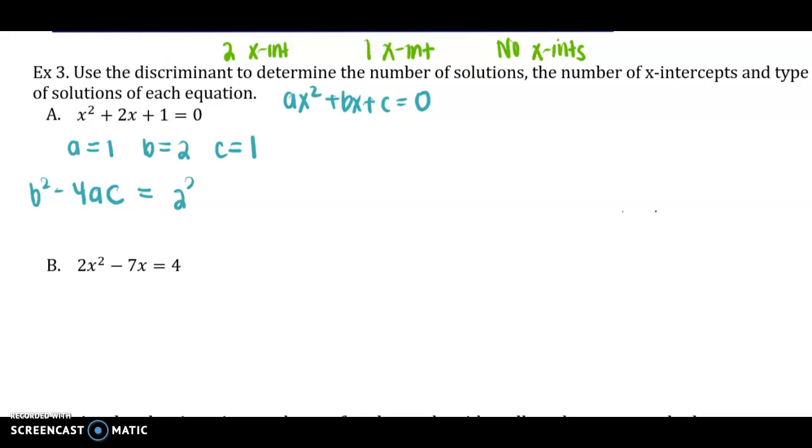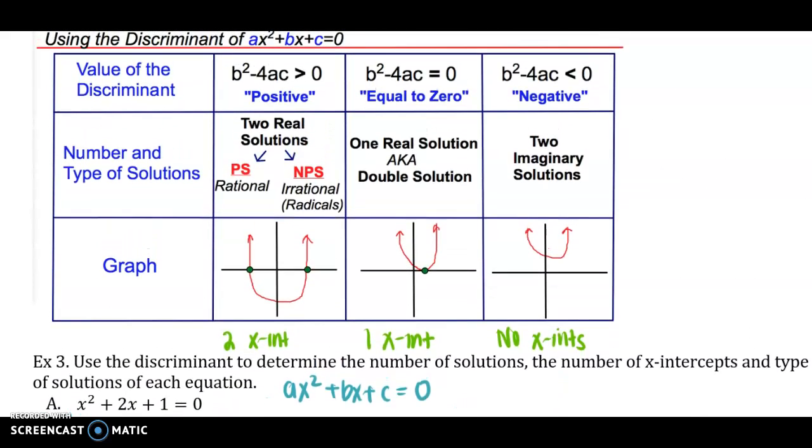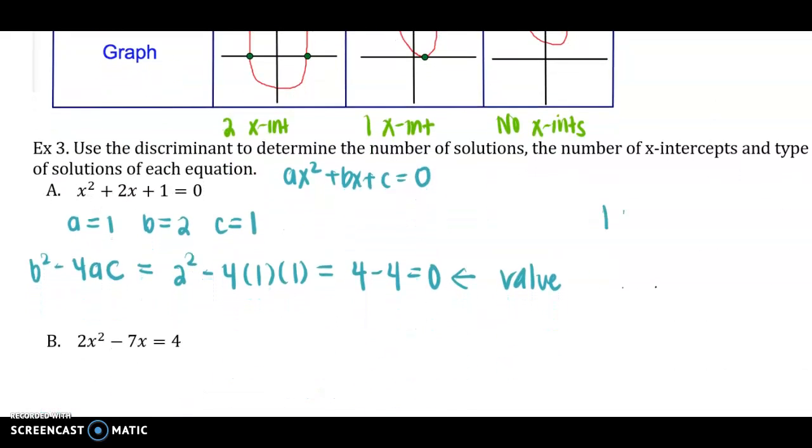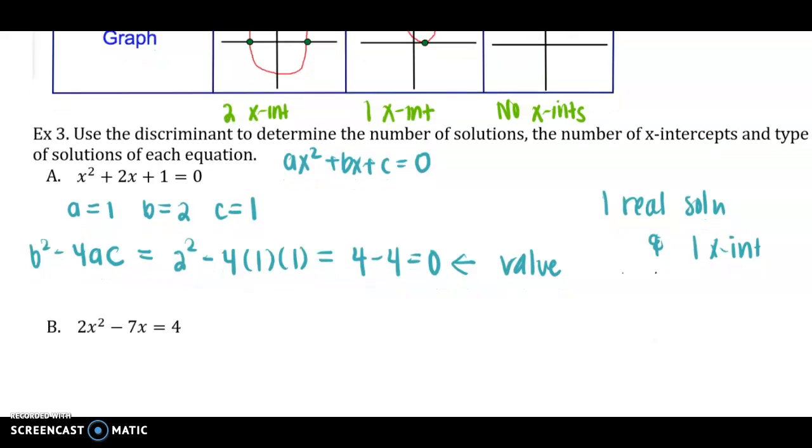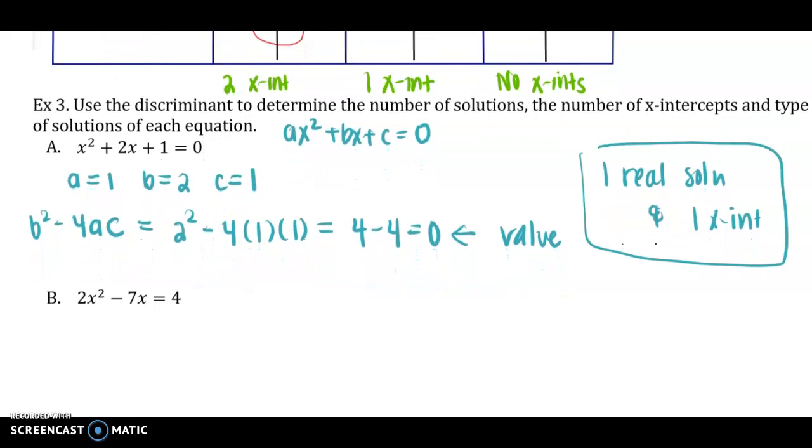So that's going to be 2 squared minus 4 times 1 times 1. That gives us 4 minus 4, which equals 0. So this is the value of the discriminant. Let's go back up here. The value was 0, so that means one real solution and one x-intercept. All right, so that would be our answer here.